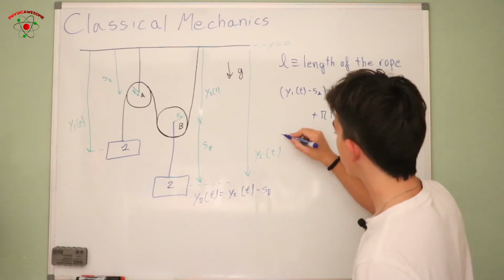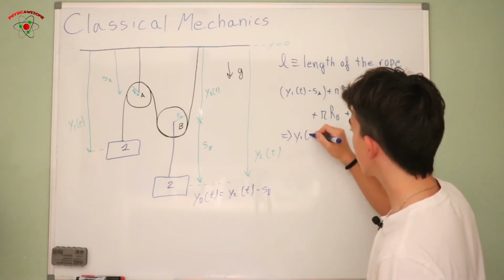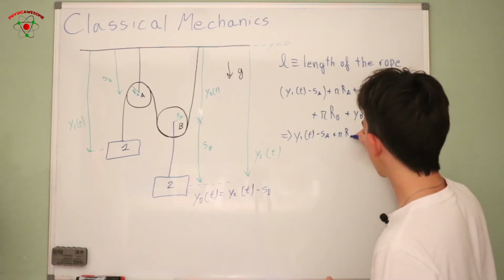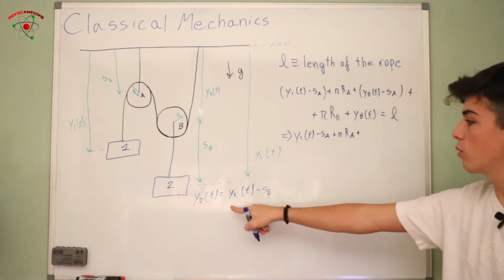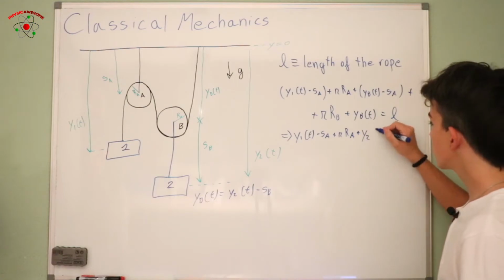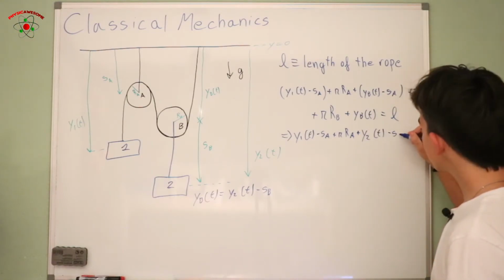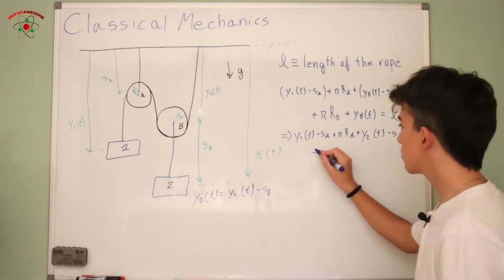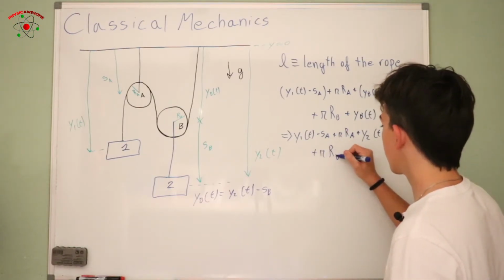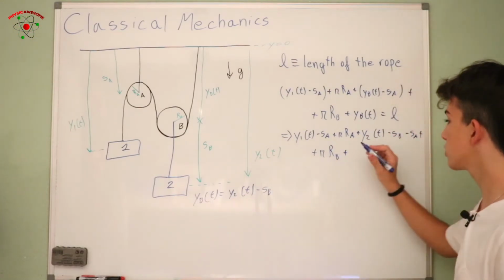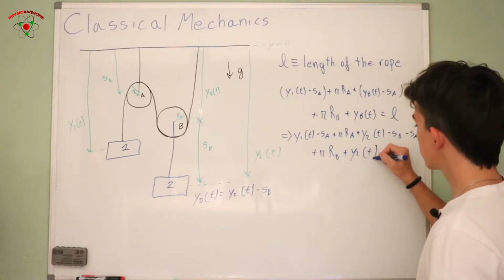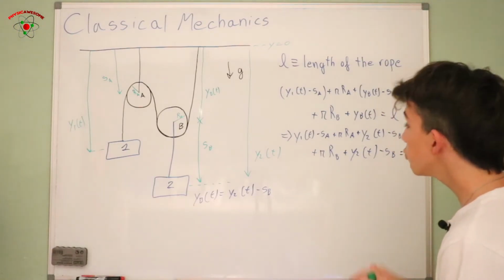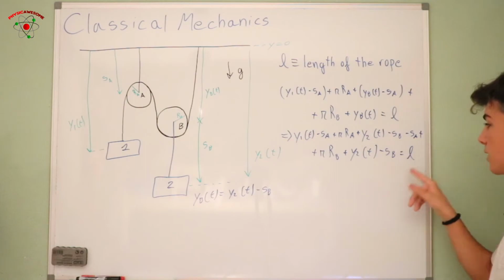So we'll have that this is equal to y1 of t minus sa plus pi ra plus, and then we will plug this in, y2 of t minus sb minus sa plus, and all of this pi rb plus, and we'll substitute once again y2 of t minus sb equals L. Now we are ready to differentiate this.